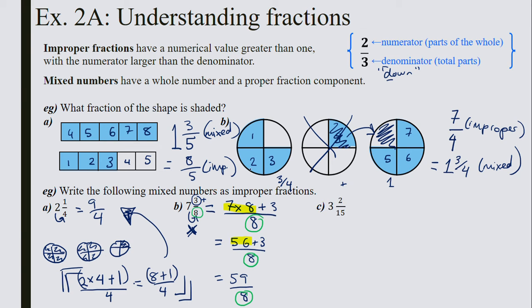One more. 3 2/15. So again, we're going to multiply the 3 by 15. And then we're going to add the 2. There should be 15. Divided by 15. So the 15 here stays the same. That equals 45. So 3 times 15 is 45.